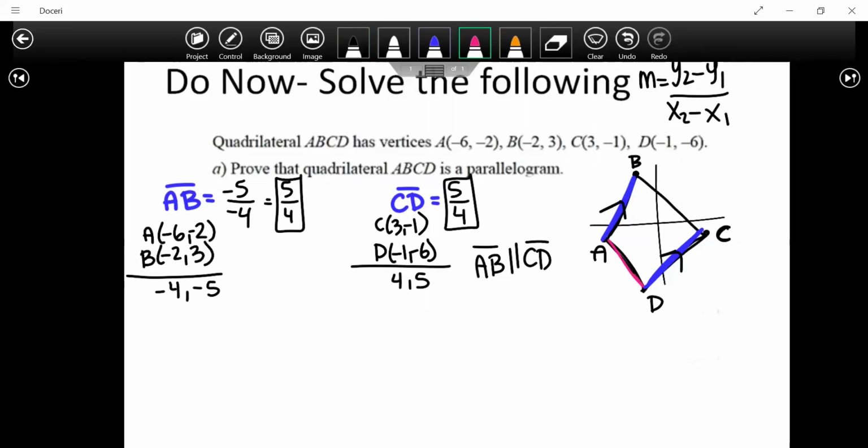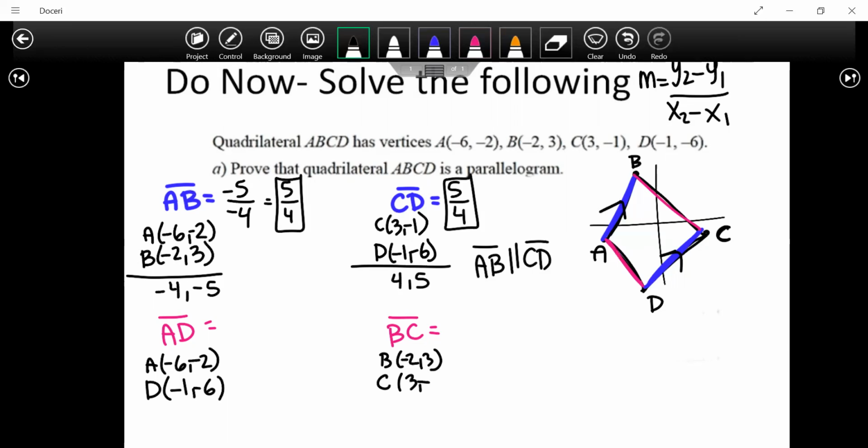AD is going to need to be parallel to BC. So AD right below it, and BC, sorry, not DC, BC. Again, I'm going to write the points. My point A is at -6, -2. D is at -1, -6. B is at -2, 3. And C is at 3, -1.